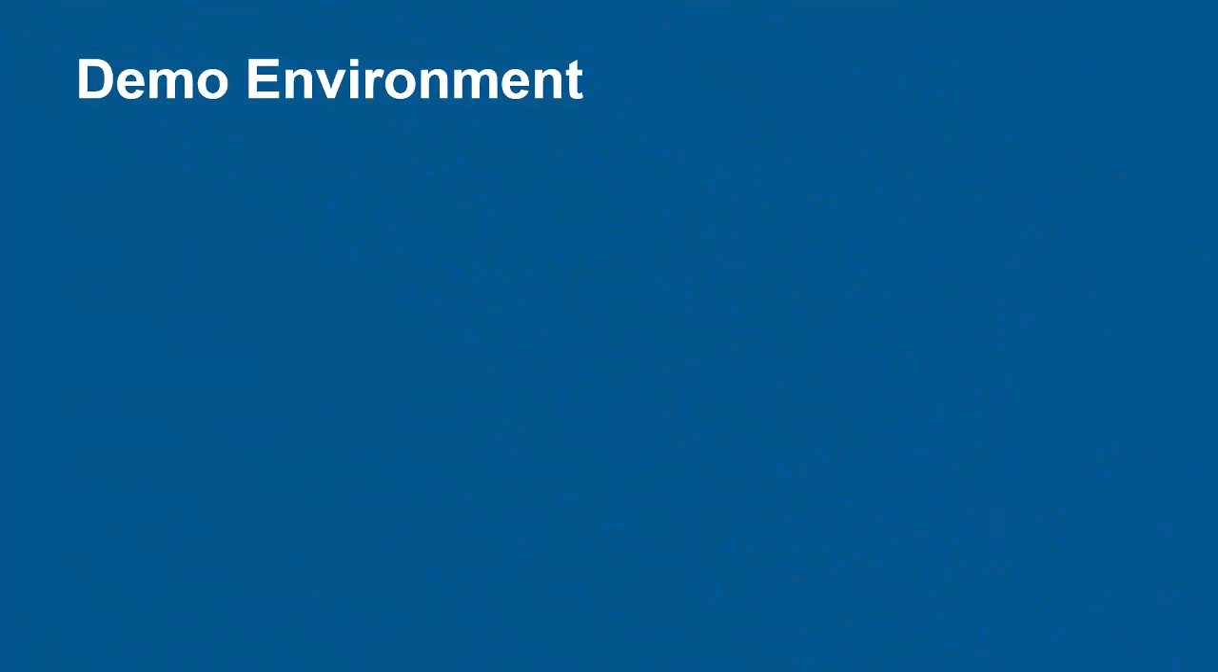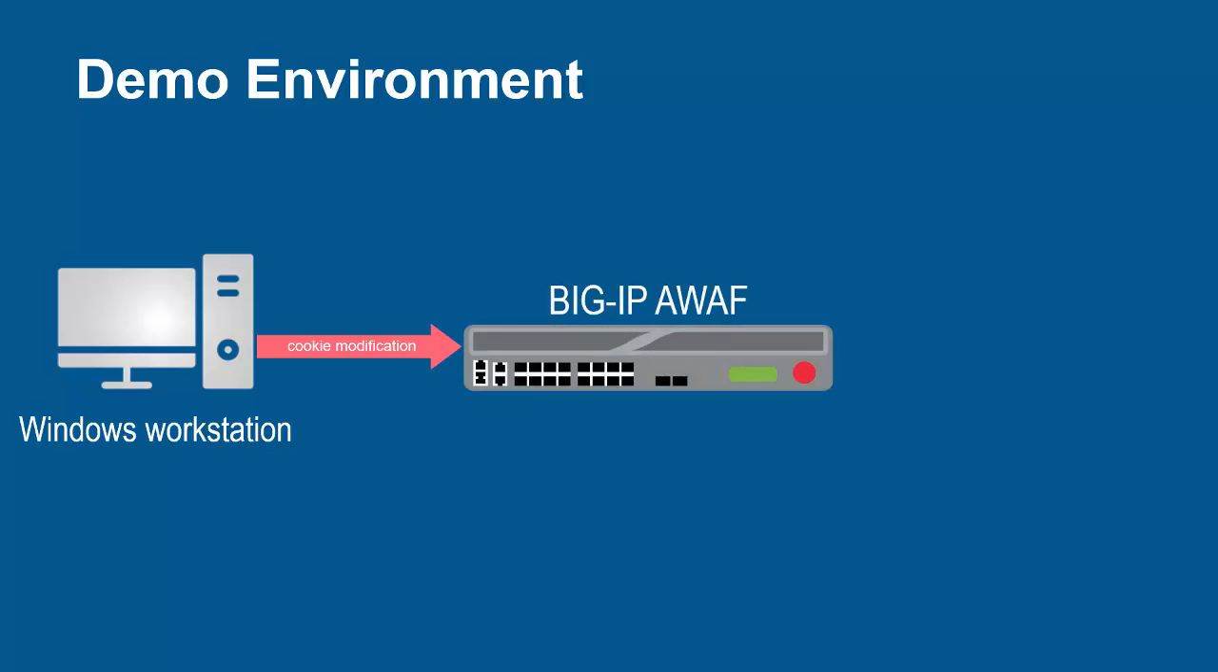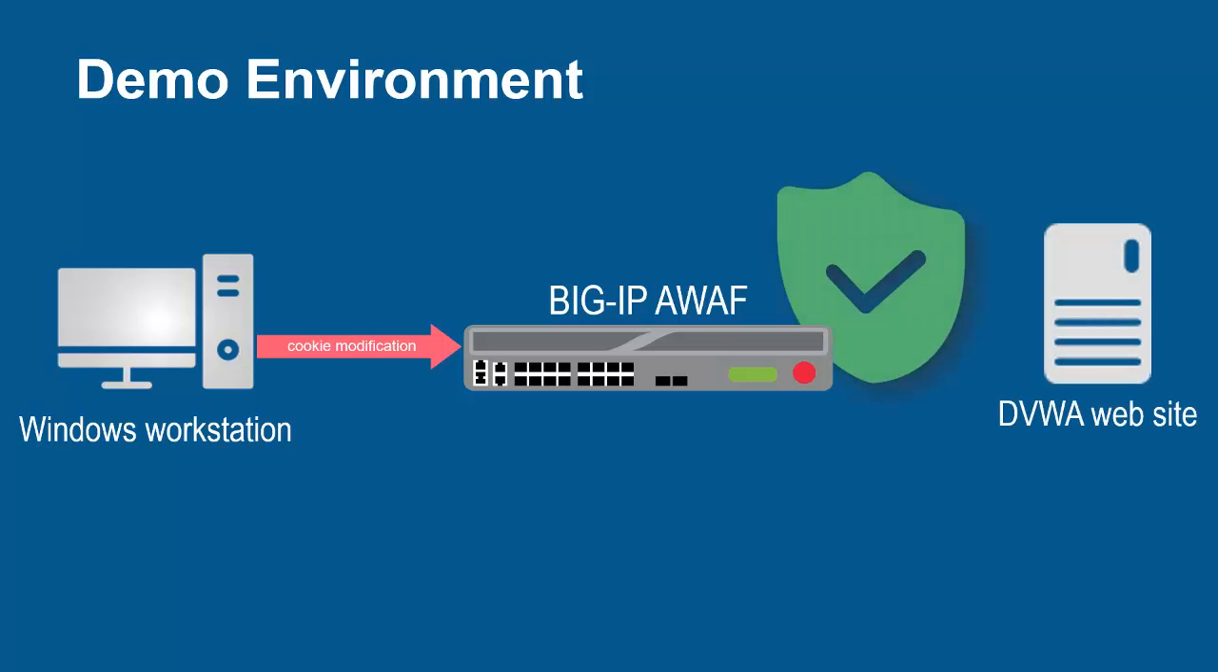The environment for this demo contains 3 devices. A Windows workstation will be used to submit requests where the HTTP cookies have been modified by a man-in-the-middle attack. These requests will arrive at the F5 BIG-IP system, running Advanced WAF. The BIG-IP system sits in front of, and protects, the backend web application. The BIG-IP system, using its full proxy architecture, examines every request, and can block all cookie modification attempts, and prevent them from going to the backend web servers.